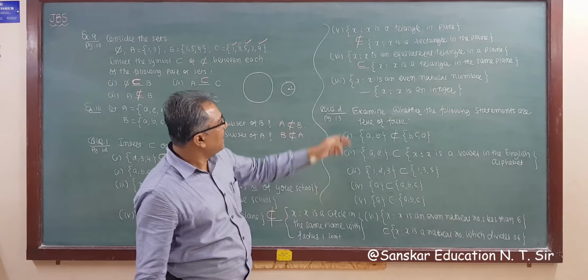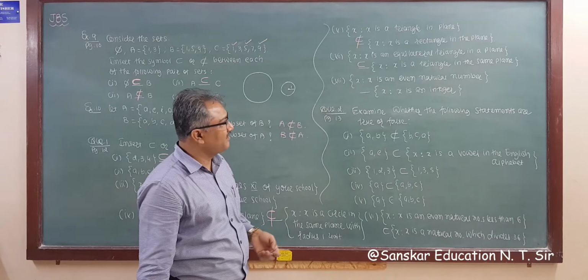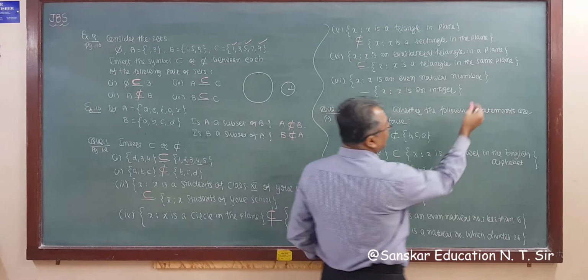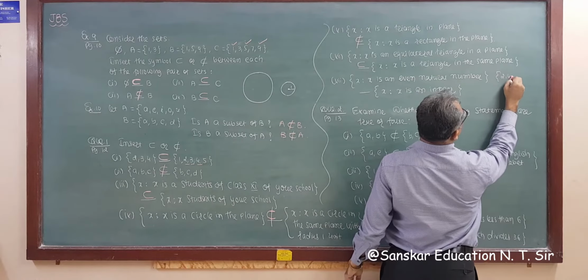Now last one. X is the set of even natural numbers. Even natural numbers means you have 2, 4, 6, etc.